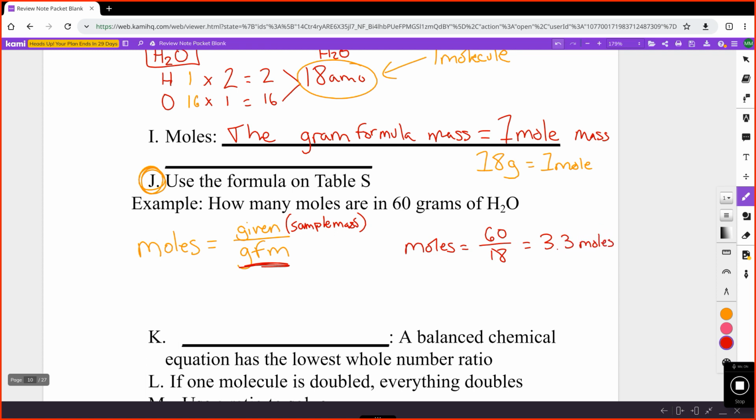Okay, and so if I had 60 grams of water, that would be 3.3 specific bundles, specific packages, a specific number of water molecules.